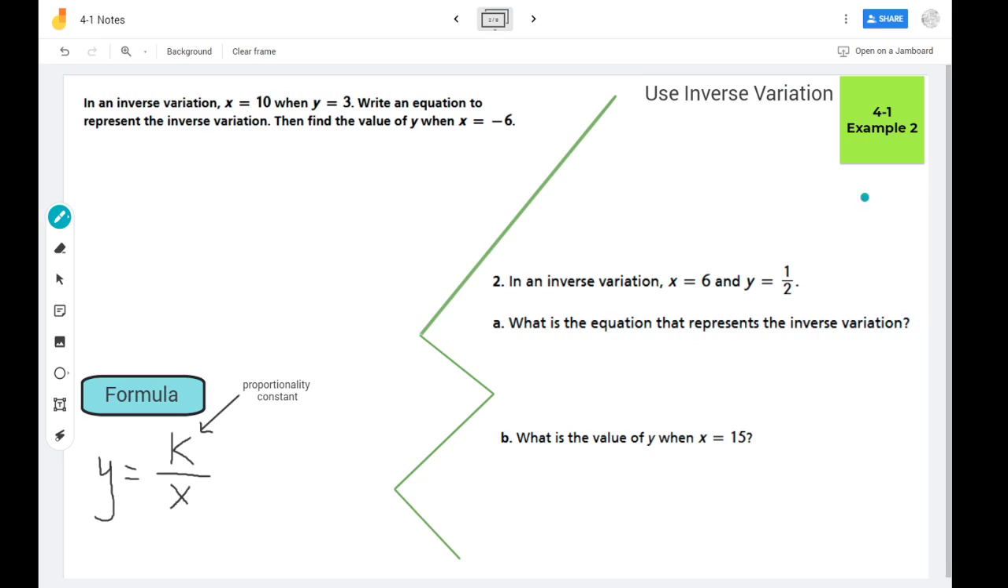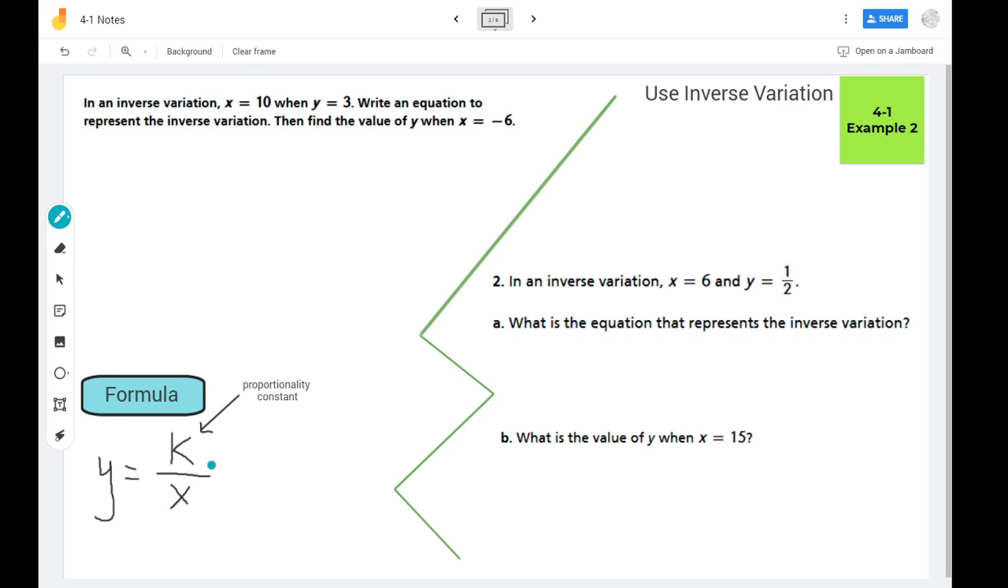In today's video, I'm covering example 2 from section 4-1 in the SavvasRealize Algebra 2 textbook. This example is designed to use inverse variation in order to create some kind of formula.